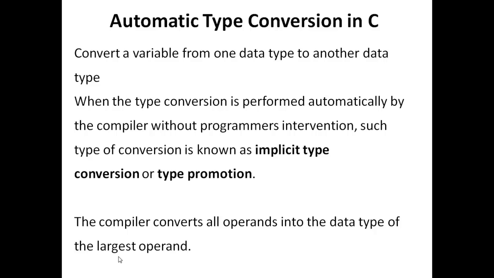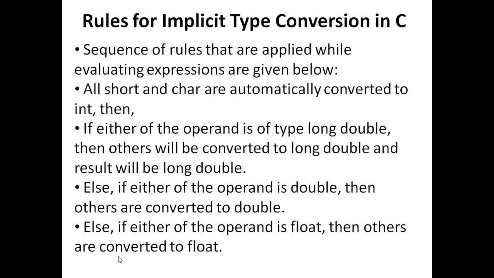We can do automatic type conversion in C. It converts a variable from one data type to another type, and the type conversion is performed automatically by the compiler without the programmer's intervention. That type of conversion is known as implicit type conversion. The compiler converts all operands into the data type of the largest byte. That is what is usually done. These are the rules that are followed, a sequence of rules applied while evaluating expressions, given below.